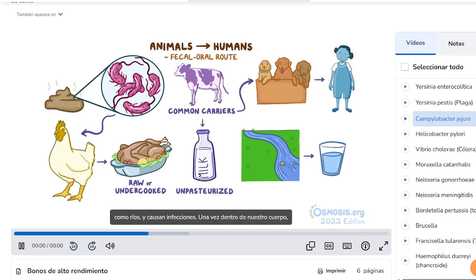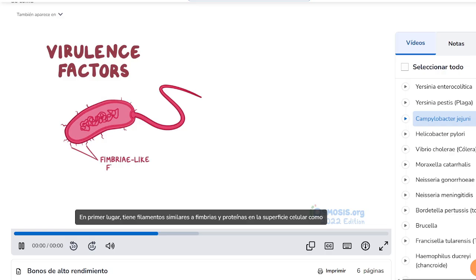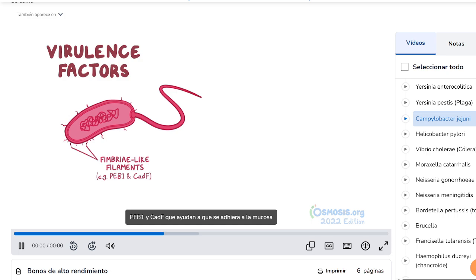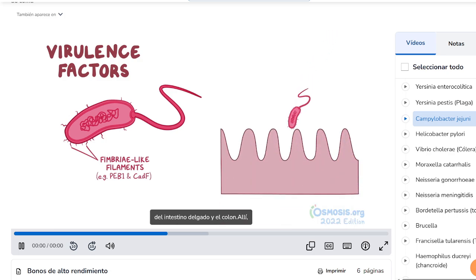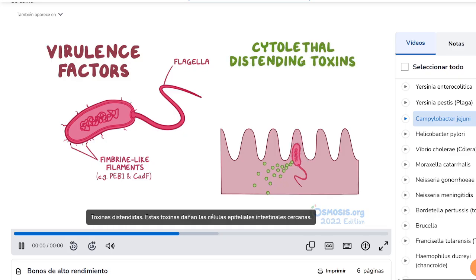Once inside our body, Campylobacter jejuni has a number of virulence factors that it can use to attach to host cells and cause disease. First, it has fimbriae-like filaments and cell surface proteins like PEB1 and CadF that help it attach to the mucosa of the small intestine and colon. There, Campylobacter jejuni uses its spiral shape and long flagella to drill into the mucosa where they release toxins called cytolethal distending toxins. These toxins damage nearby intestinal epithelial cells, further worsening the inflammation. When the inflammation and damage become pretty extensive, the colon might dilate, resulting in toxic megacolon.